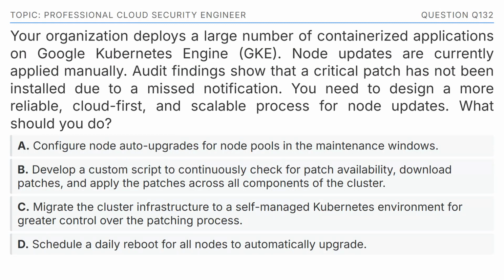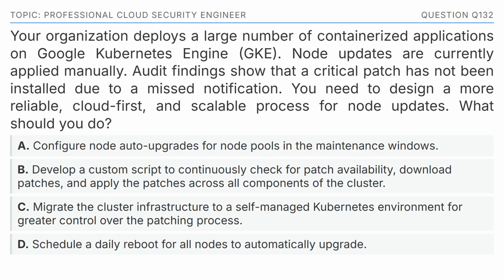Your organization deploys a large number of containerized applications on Google Kubernetes Engine, GKE. Node updates are currently applied manually. Audit findings show that a critical patch has not been installed due to a missed notification. You need to design a more reliable, cloud-first, and scalable process for node updates.